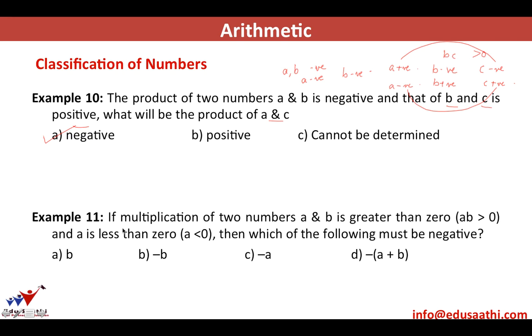The next question that we have is, if multiplication of two numbers A and B is greater than 0, so that means A and B is greater than 0. That means if A is positive, B is also positive. If A is negative, B is also negative. And A is less than 0. So this is all anyways given to us that A is negative. That means B also has to be negative.